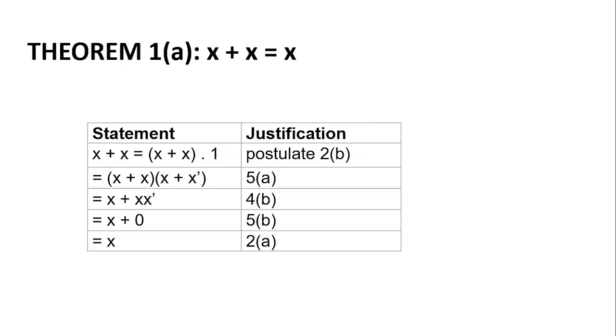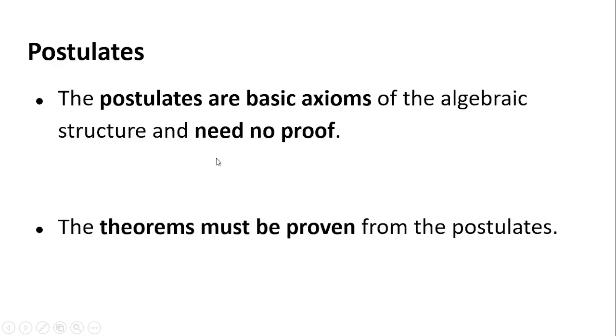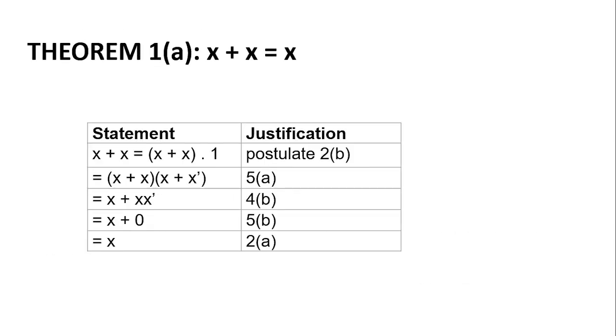However, now let's look at this 1 here. How can I get this 1? Let's go to the postulate number 5 here. What does postulate 5 say? So x plus x bar is equal to 1. So let's go back here, and I'm going to replace this 1 with the x plus x bar.